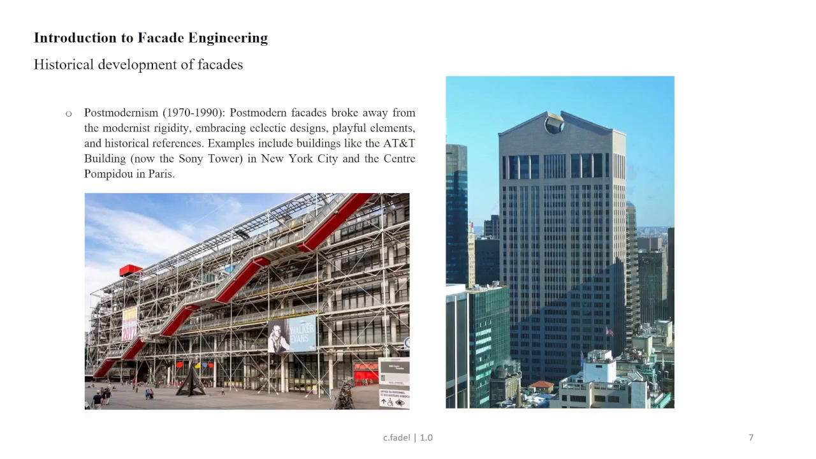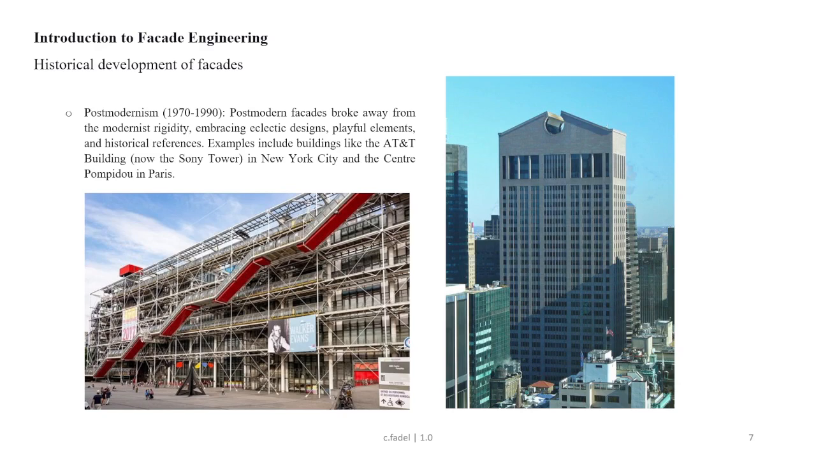What happened next after modernism is postmodernism. Postmodern facades broke away from modernist rigidity, embracing eclectic design, playful elements, and historical references. Examples include buildings like the AT&T building, which is on the right and is now the Sony Tower in New York City, and the Centre Pompidou in Paris.